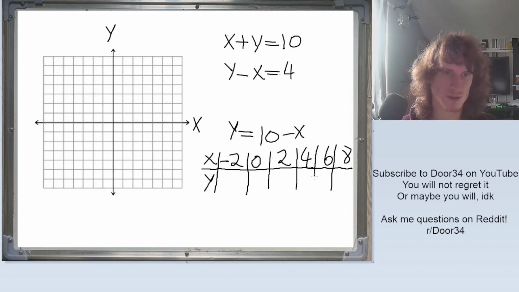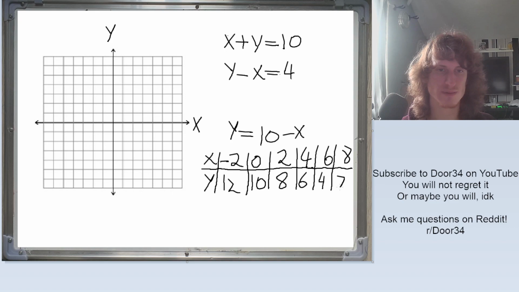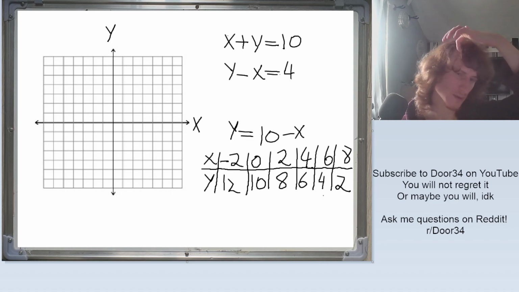And then if we plug in -2 into here, we're trying to figure out what y is, so we have 10 take away -2. If you take away a negative number, then you end up adding that number. So this is equal to 12. 10 take away 0 is just 10. 10 take away 2 is going to be 8. 10 take away 4 is 6. 10 take away 6 is 4. 10 take away 8, that's going to be 2. We're just rattling through these real quick.